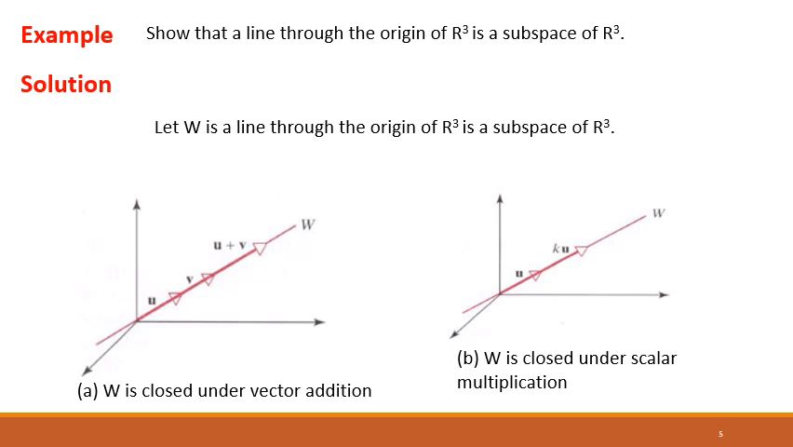Let's consider another example. In this example, we will show that a line through the origin of R cube is a subspace of R cube. So let's suppose W is a line through the origin. For a subspace, it should satisfy all three properties of a subspace. The first property is it should contain the zero vector. As the line is passing through the origin, it will contain the zero vector because the zero vector lies at the origin.